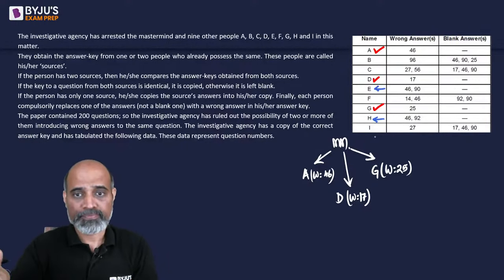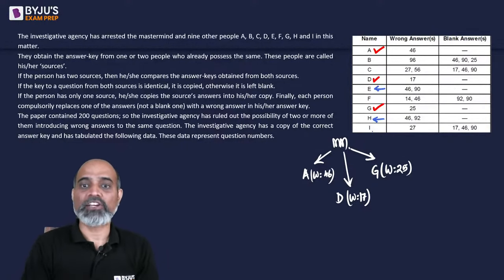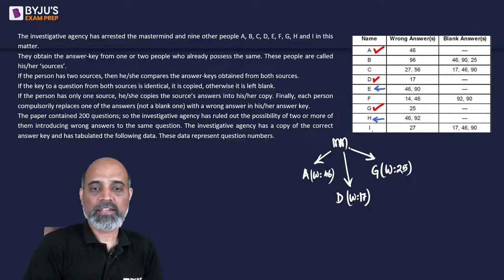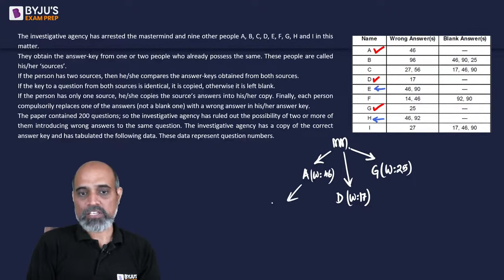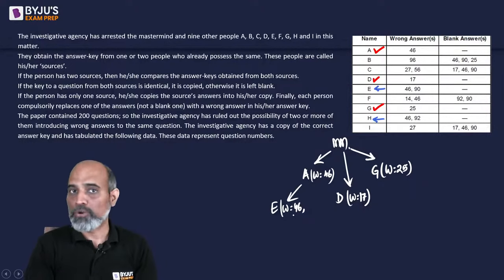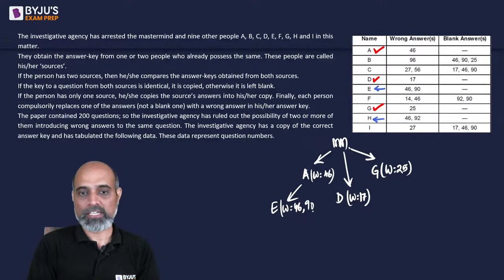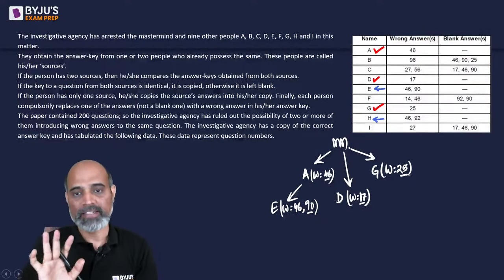His boss. So if you look at E, the wrong answers are 46 and 90. So 46 is at A. That means E is going to copy directly from A such that he makes the 46 answer wrong, not even knowing it's wrong. And his own wrong answer is 90. So 90 is his own. So I'm going to put a dash under the numbers where that person has made the mistake.